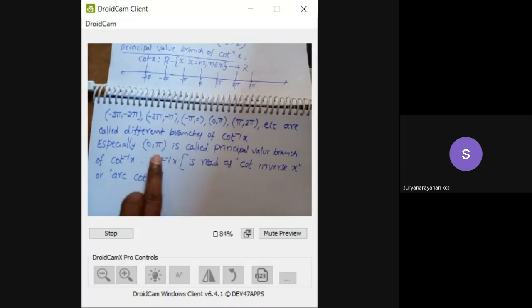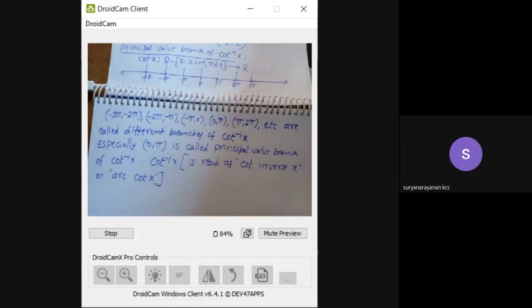Very good, Kevin Paul. Yashwant Ram. Open interval 0 comma pi is called principal value branch of cot inverse x. The notation is read as cot inverse x or arc cot x. Okay, thank you. Preetika. Open bracket 0, pi is called principal value branch. Stop. Not open bracket, open interval. Okay, sir. Open interval 0, pi is called principal value branch of cot inverse x. This is read as cot inverse x or arc cot x.